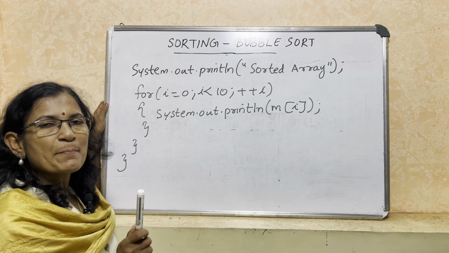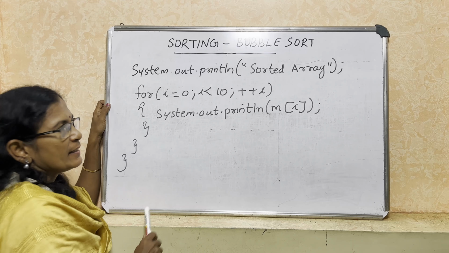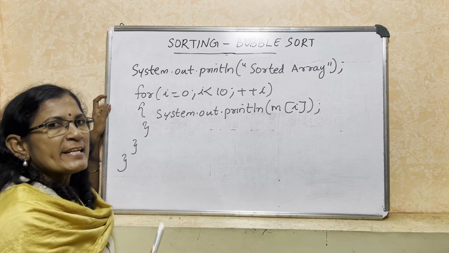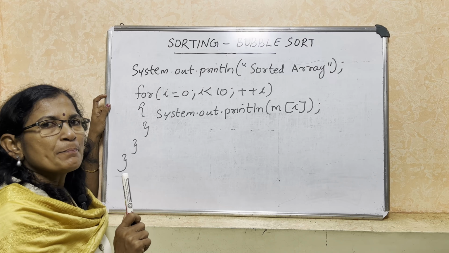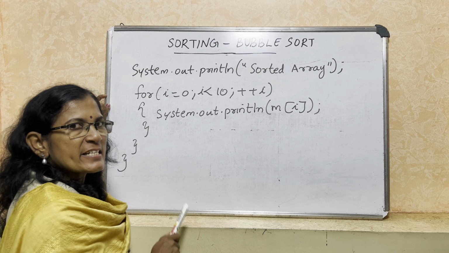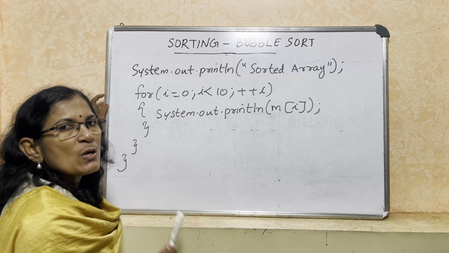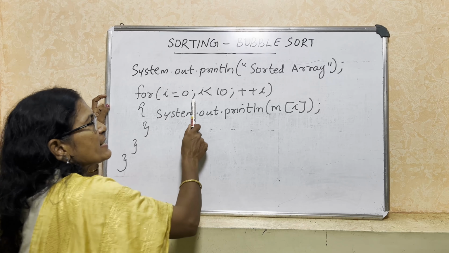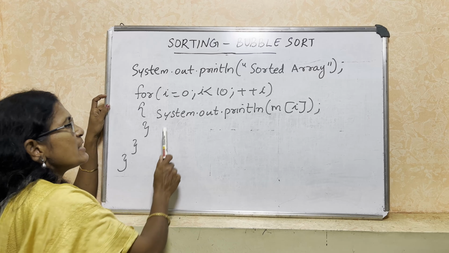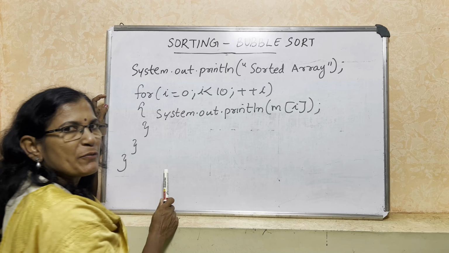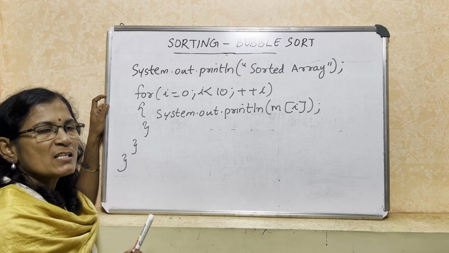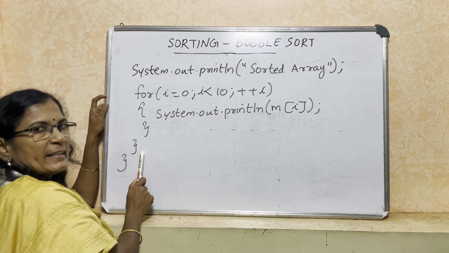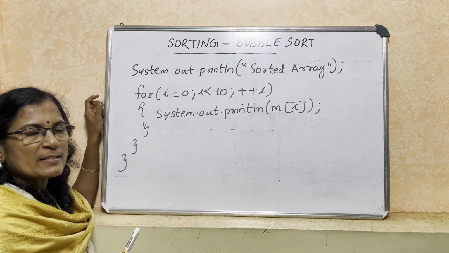Now, the last step is to print the sorted array. Let us display a heading: System.out.println sorted array. A single loop is used for printing the sorted array. As the array index starts from 0, the last index of the array is 9, i is equal to 0, i less than 10, i plus plus. System.out.println m of i. So this loop will print all the elements of the sorted array in the ascending order. The method is closed, the class is closed.